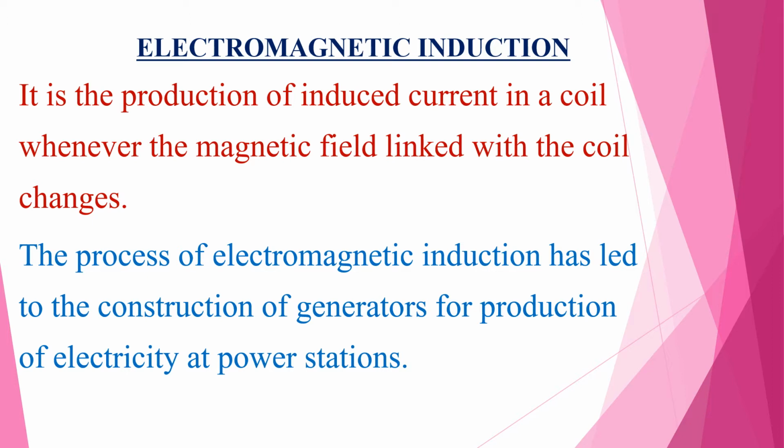This was first studied by the scientist Michael Faraday, and that led to the discovery of electromagnetic induction. So, electromagnetic induction is the production of induced current in a coil whenever the magnetic field linked with the coil changes. We will go into the details of this phenomenon. The generators which we use in power stations for the production of electricity are based on this principle, that is, electromagnetic induction.